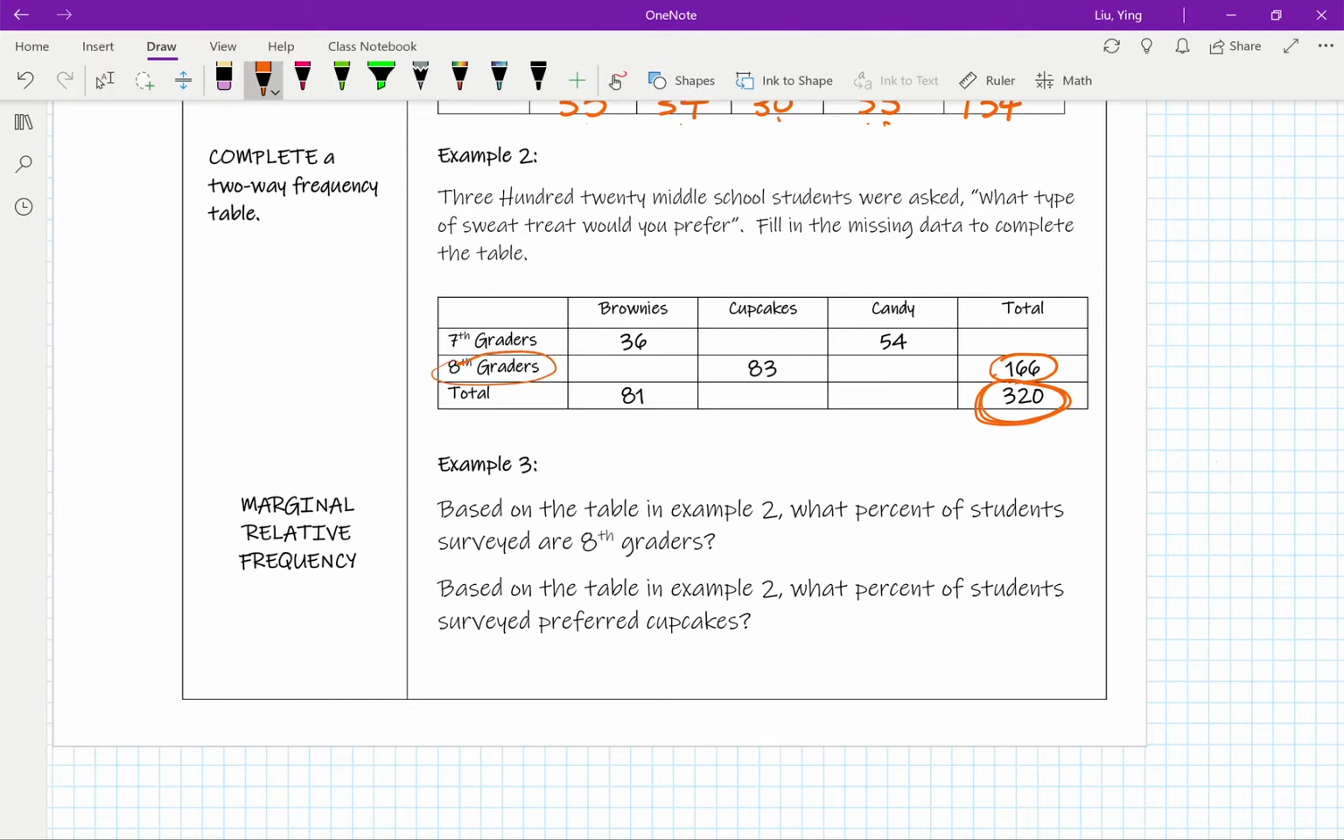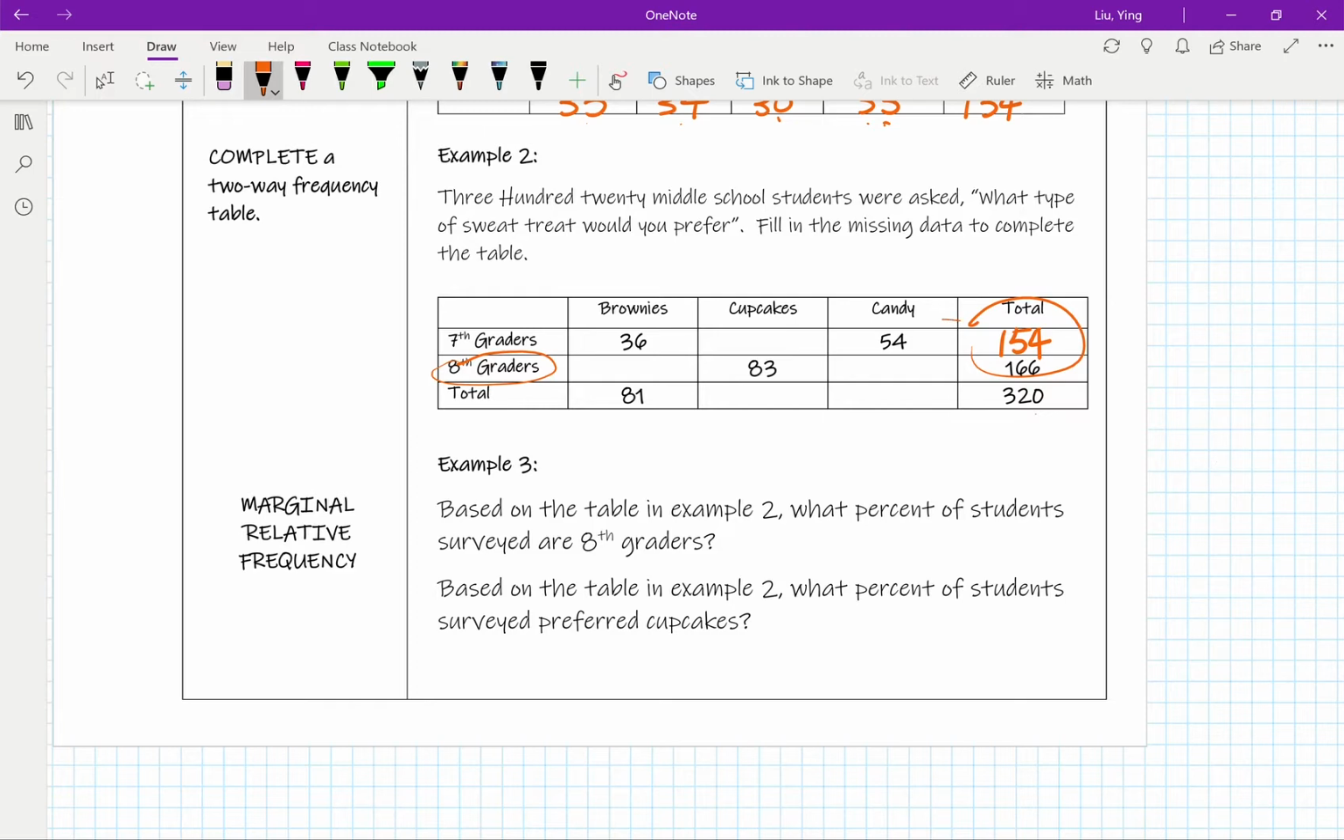Well, how many 7th graders are there then? It has to be 320 minus that number, right? Because whatever number we find here, plus the 166 would give us 320. So now if we're going to go backwards to figure out what number is missing, then we need to subtract the 166 from the 320. So let's do that. We could use our calculators because sometimes subtraction is a little harder. So that is 154.